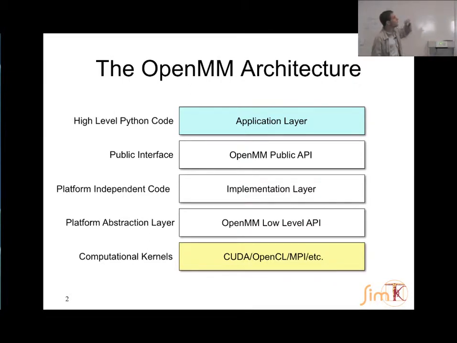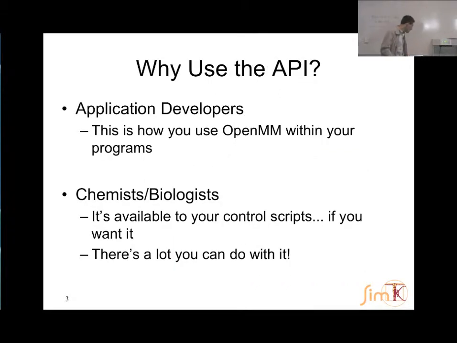I'm now going to move down one level for this talk and discuss what we call the OpenMM public API. Up until only about a year ago, that was the highest level of OpenMM. OpenMM was just a library. And then in version 4.0, we added the application layer on top of it. But we still have all these other levels. And in this talk, I'm going to move down and talk about the public API and what you can do with it.